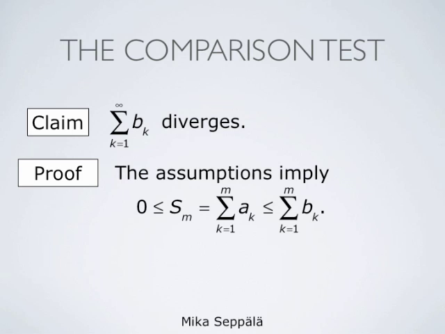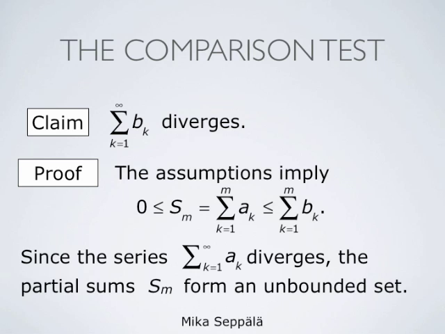If this increasing sequence were bounded, then it would have a finite limit. And that would mean that the series summation k from 1 to infinity a_k converges. But we had assumed that that series diverges. Therefore, since that series summation k from 1 to infinity a_k diverges, the partial sums S_m form an unbounded set.